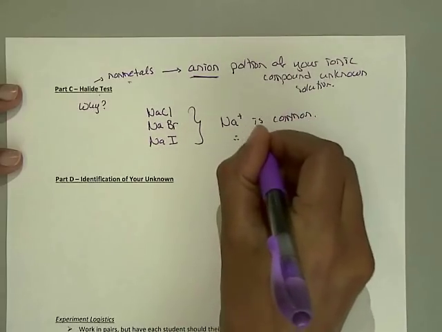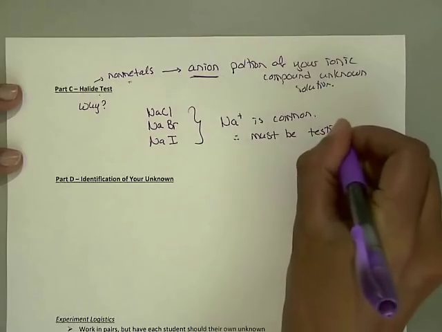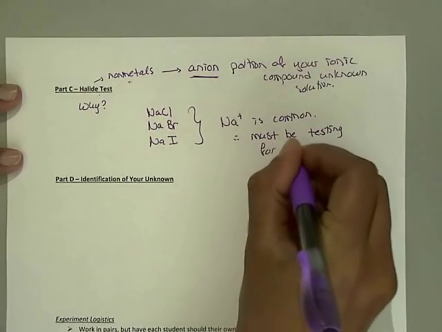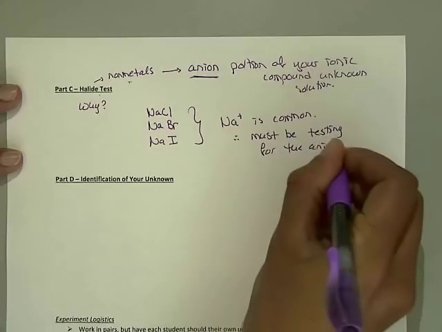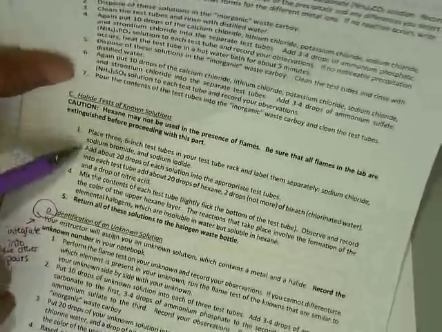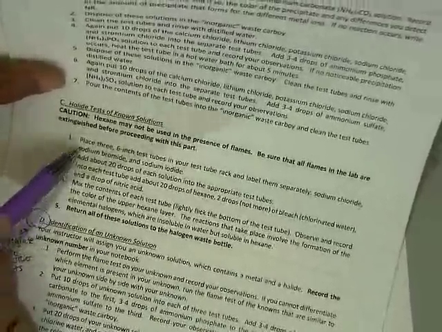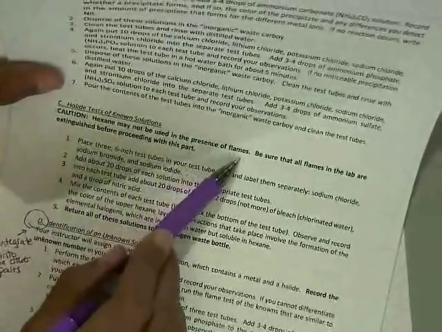Therefore, we must be testing for the anion. Okay? And again, carry out your instructions very carefully. It's extremely important to not perform part C if there's a flame around you.